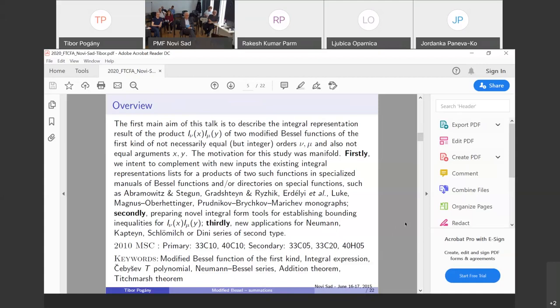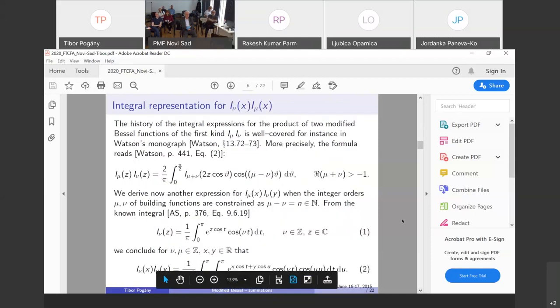Finally, we are keenly interested in new applications, forms and integral expressions for Neumann, Kapteyn, Schlömilch, or Dini series of the second type. The second type means that the building blocks are a product of at least two input functions, this time of the same kind. So, the integral representation result is actually published last year in the MDPI journal Mathematics.